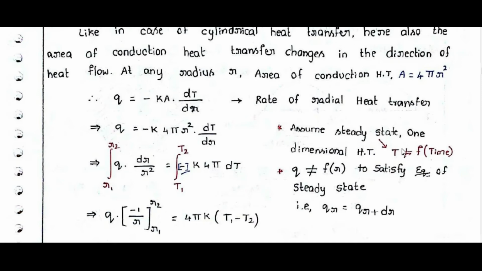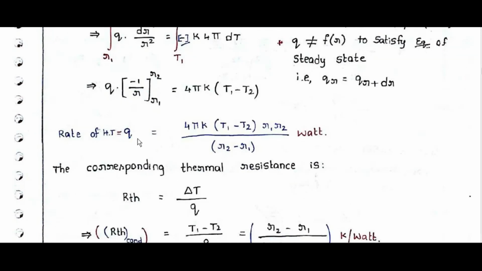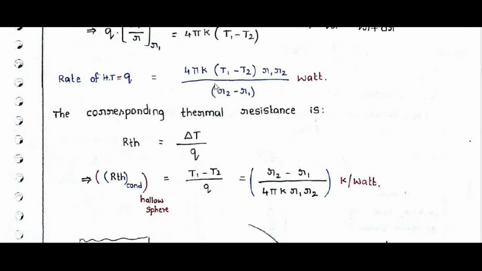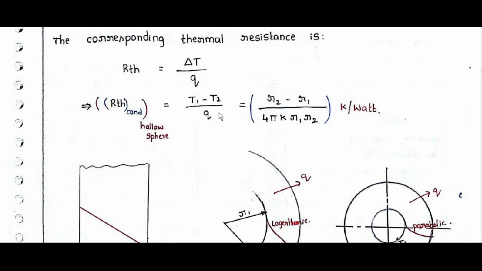Assume steady state, one-dimensional heat transfer: T is not a function of time, Q is not a function of R, to satisfy the equation of steady state, QR is equal to QR plus DR. Q into minus 1 by R from R1 to R2 is equal to 4 pi K into T1 minus T2. Rate of heat transfer Q is equal to 4 pi K into T1 minus T2 into R1 R2 by R2 minus R1 watt. The corresponding thermal resistance is RTH is equal to delta T by Q. RTH conduction for a hollow sphere is equal to T1 minus T2 by Q is equal to R2 minus R1 by 4 pi K R1 R2 Kelvin per watt.